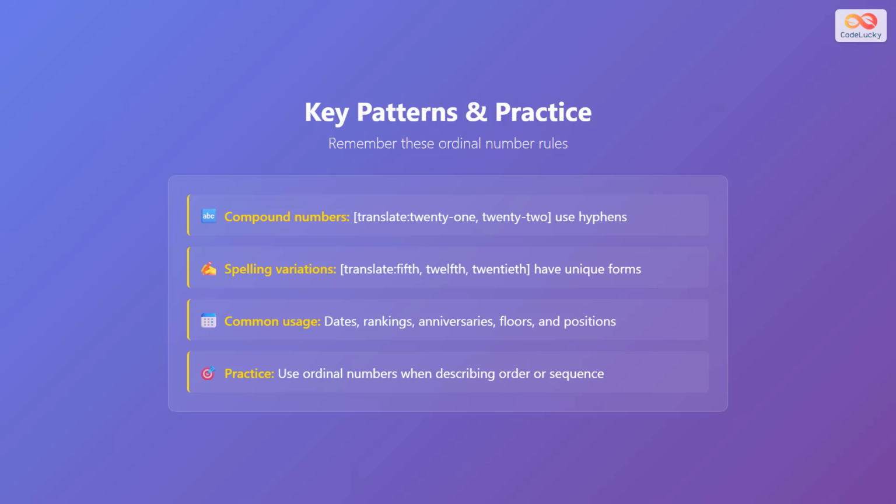Ordinal numbers are commonly used for dates, rankings, anniversaries, building floors, and describing position in a sequence. Practice using these numbers when you describe order or position. The more you use them, the more natural they will become.